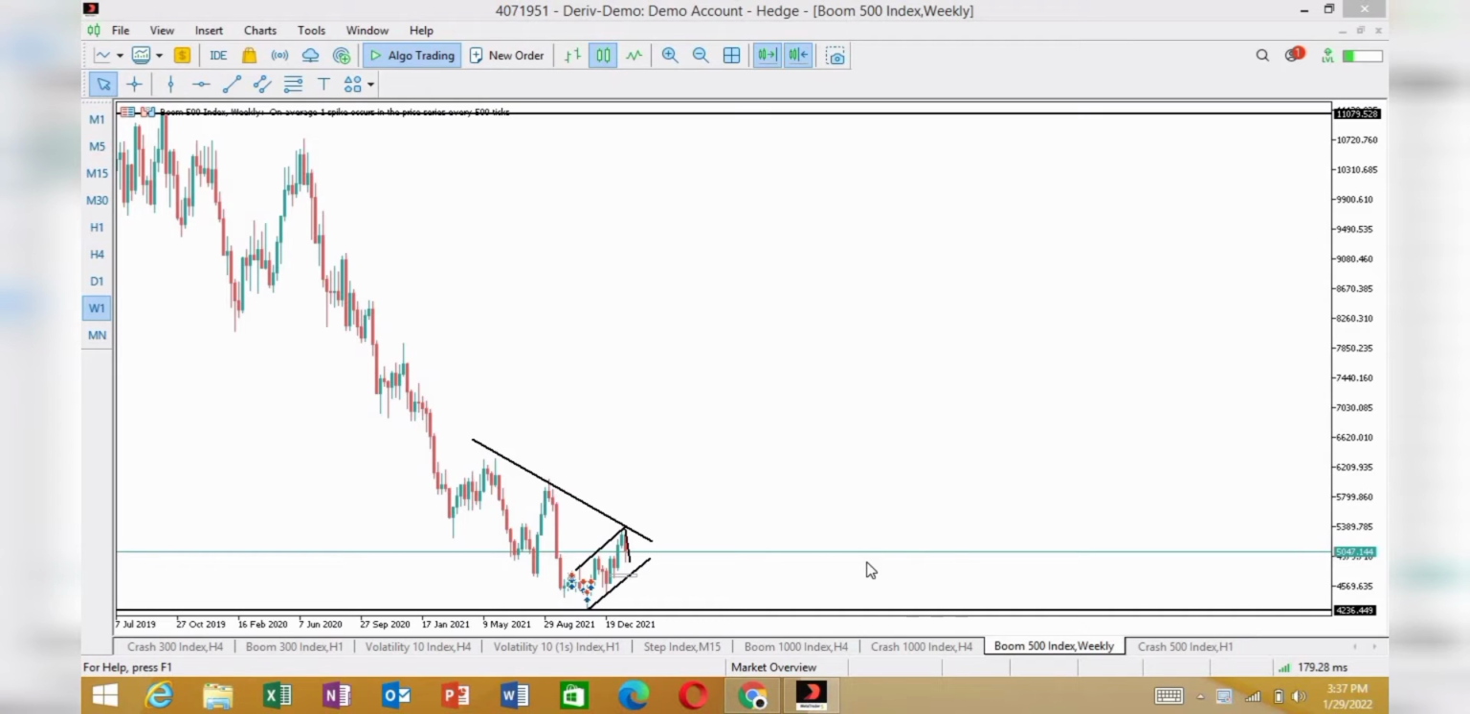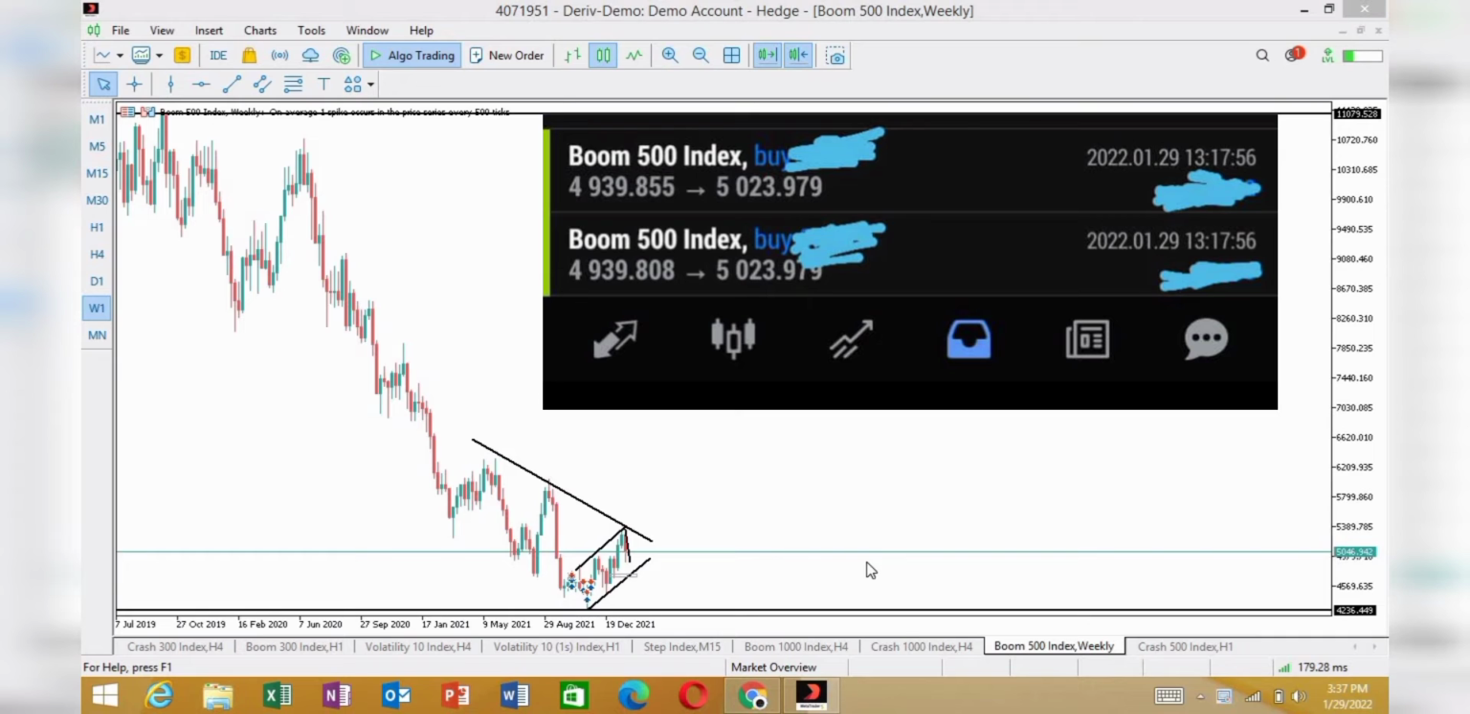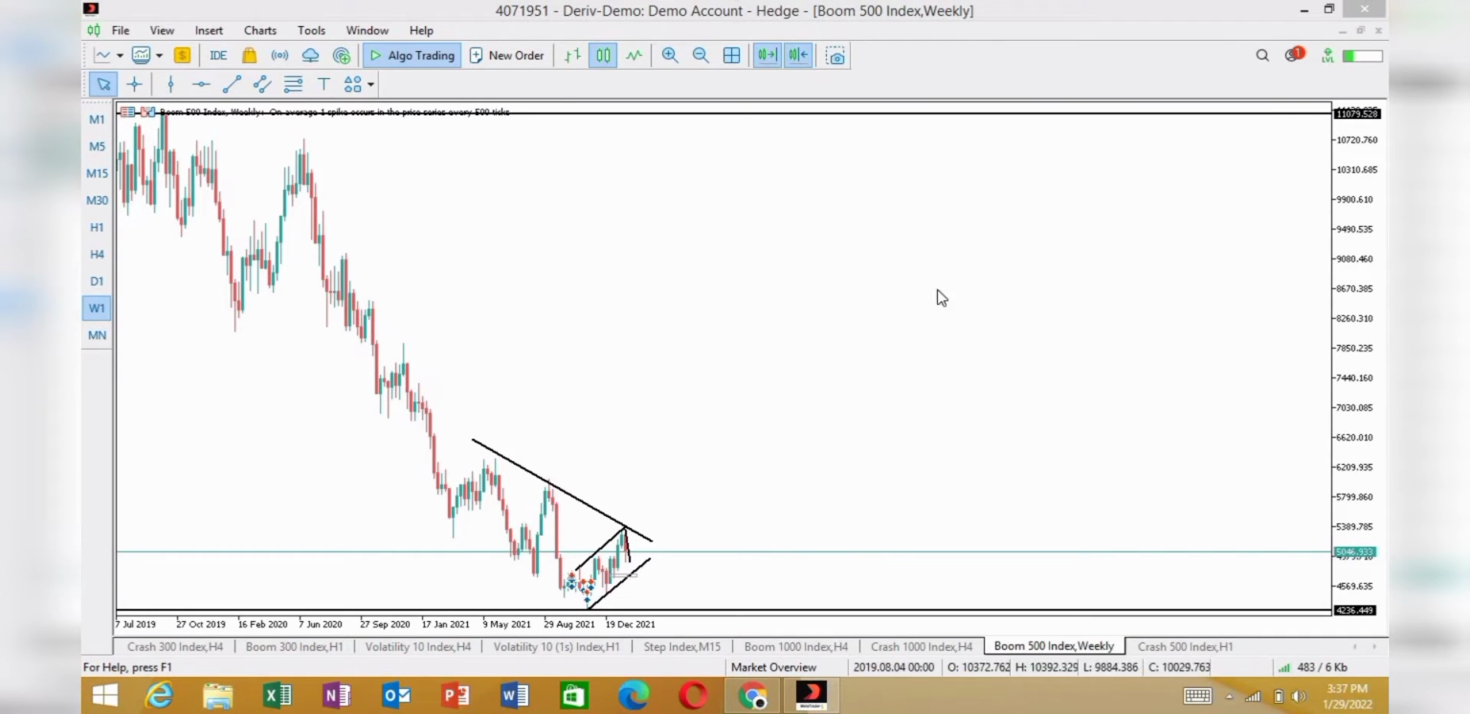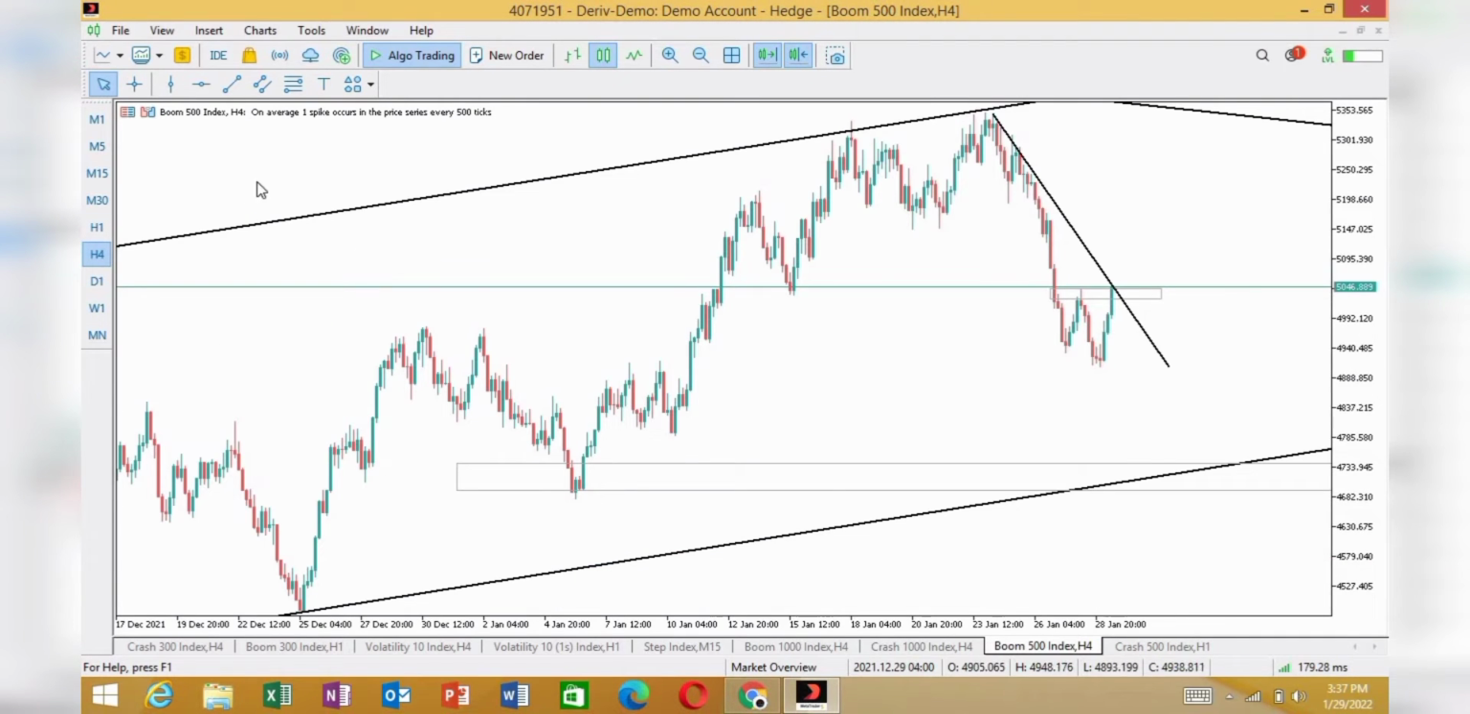Okay, so in this video, I'm going to be analyzing Boom 500, and also we were able to cut some pips of this market today. We entered the trade as at yesterday night and it delivered today this afternoon. It hit our take profit. In fact, it broke our take profit.